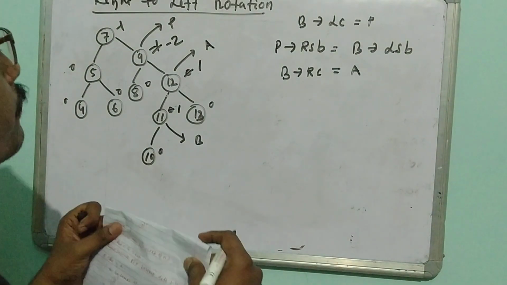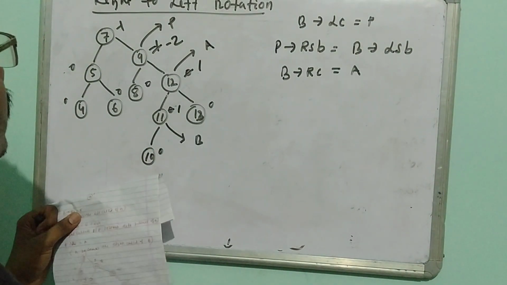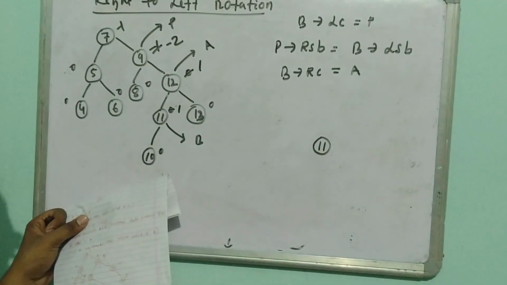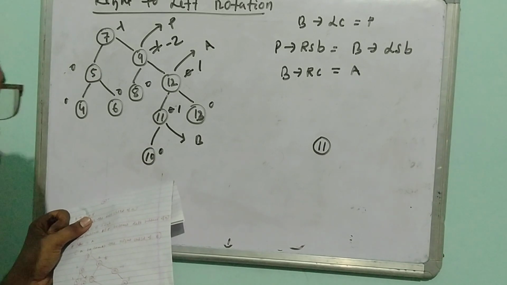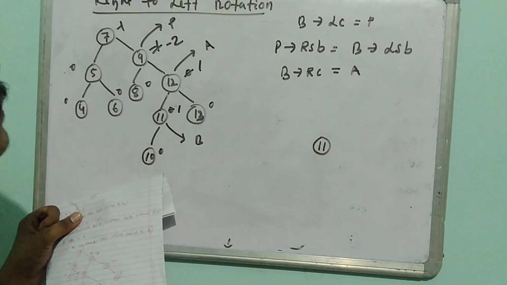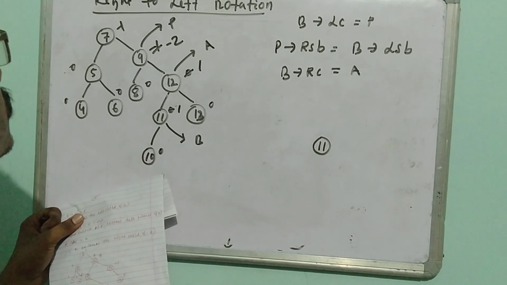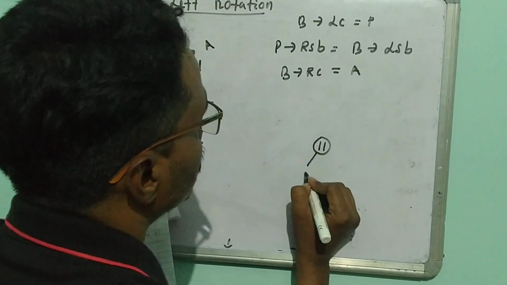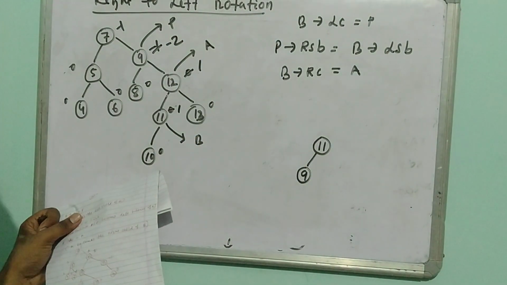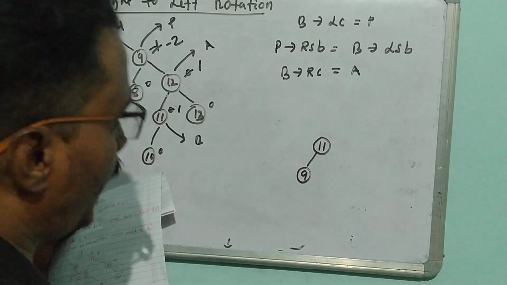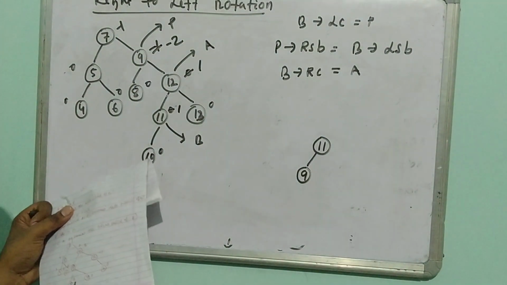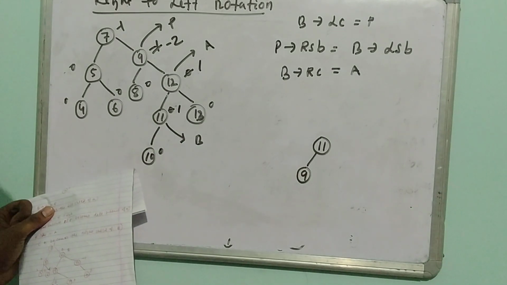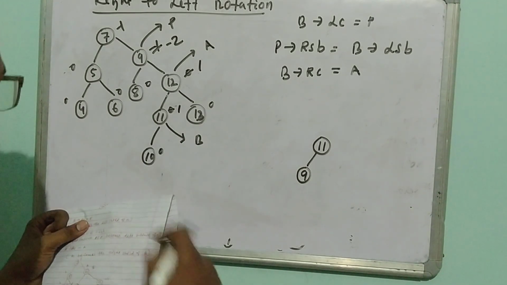So now we'll start it. What is my B? Now my B is nothing but 11. So we are having 11. And the left child of the B is P. So what is my P? My P is 9. So that becomes the left child. So it is nothing but the left child, 9. And which will be the right subtree of the P? The left subtree of the B. So which will be the left subtree of the B? The left subtree of the B is nothing but 10.